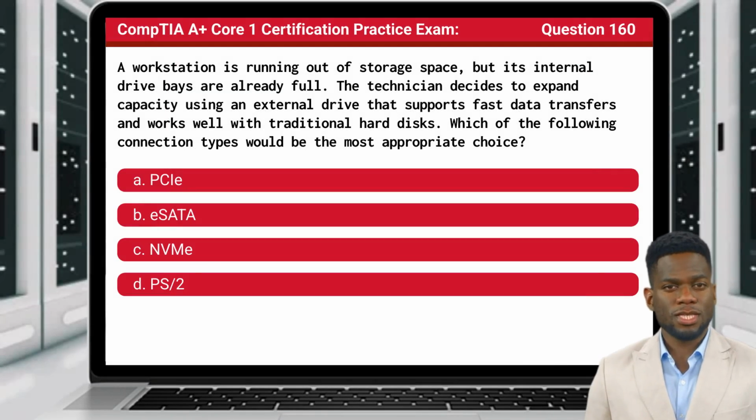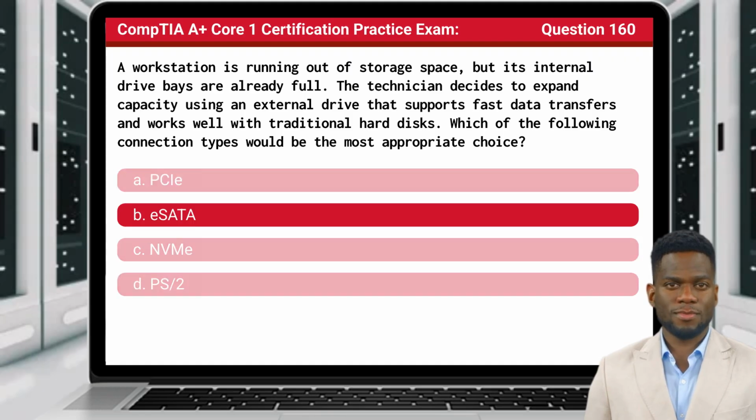Question 160. A workstation is running out of storage space, but its internal drive bays are already full. The technician decides to expand capacity using an external drive that supports fast data transfers and works well with traditional hard disks. Which of the following connection types would be the most appropriate choice? The answer is B. eSATA.